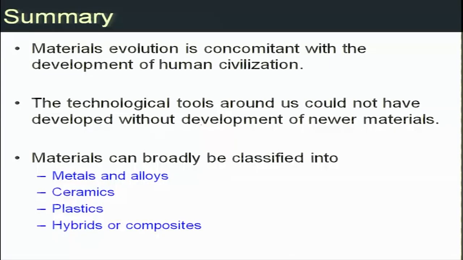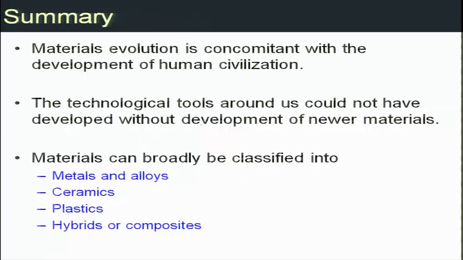So this is basically an early summary of the content that we are talking about. Materials evolution, as we saw, is concomitant or synchronous with the development of humans. We could not probably have developed any of the technologies that we use today without the successive development of new materials.